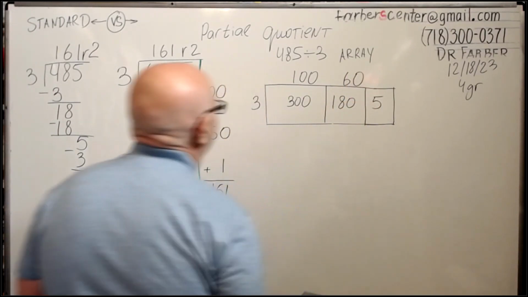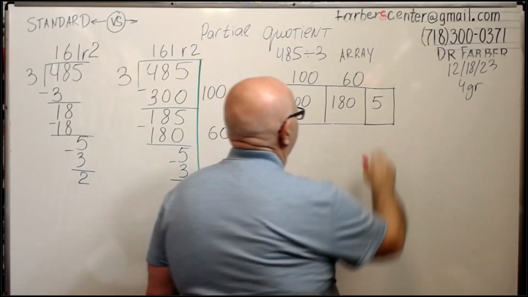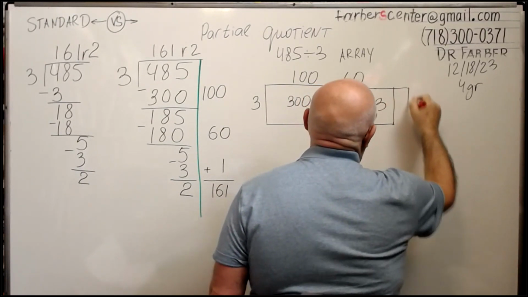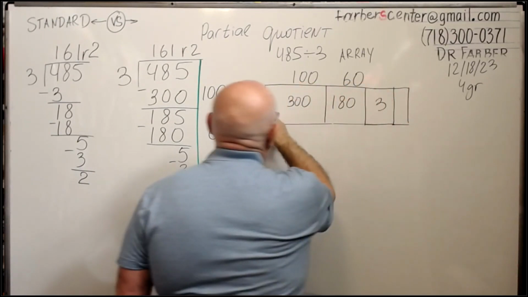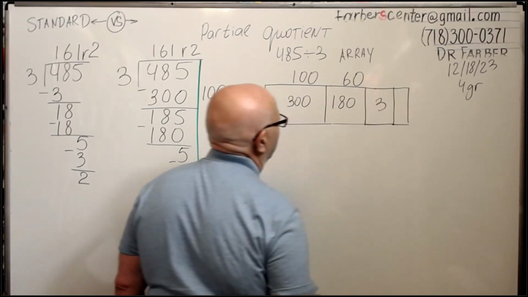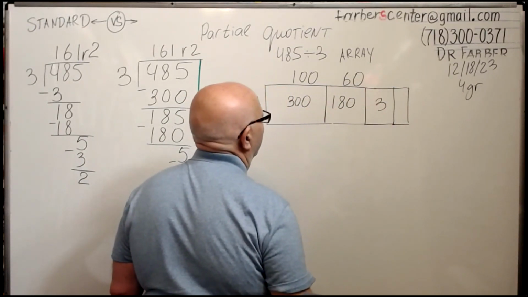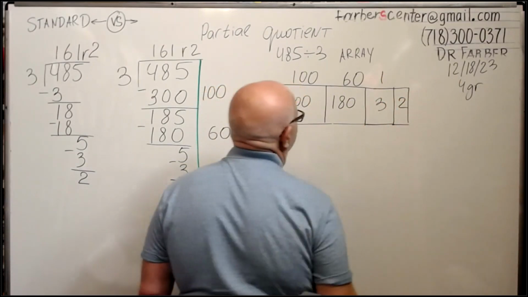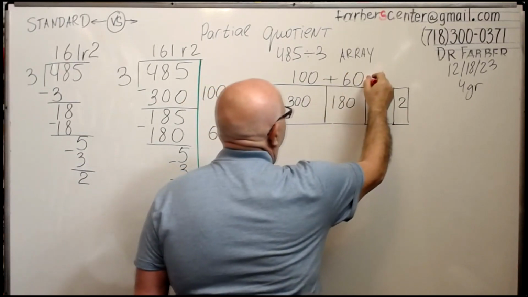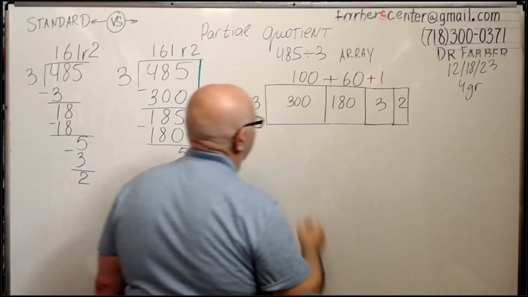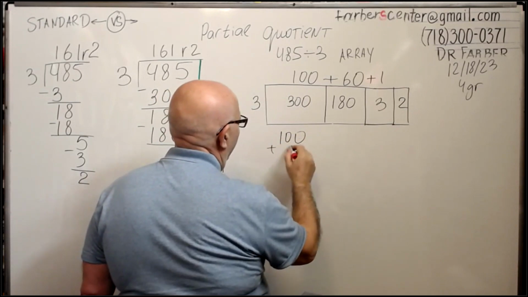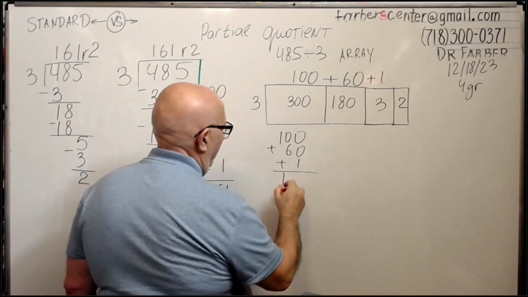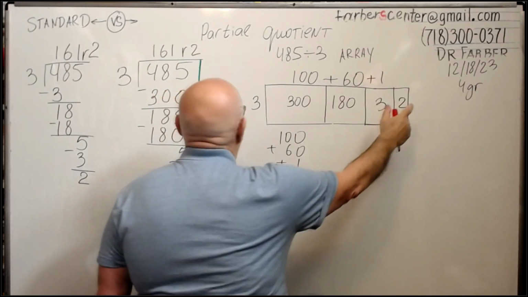Okay, and what about this 5? You can do this, for instance, like this. This is 3 and this is 2. 3 divided by 3, what is it? 1. And this 2 is left, right? Now add them up. 100 plus 60 plus 1, you get 161. And remainder 2.